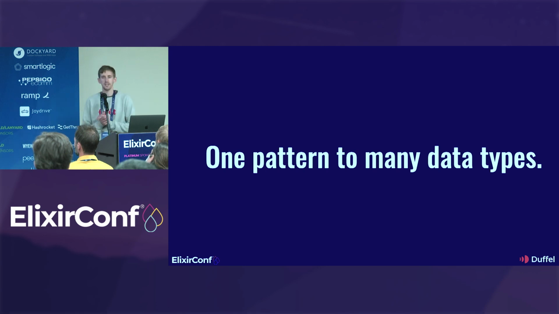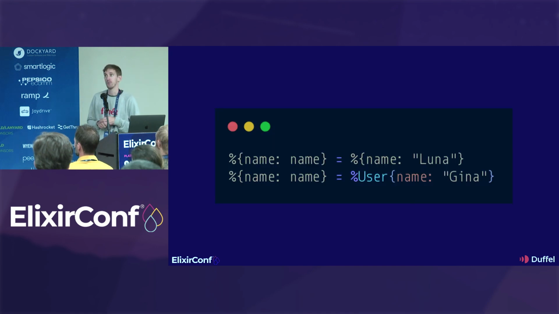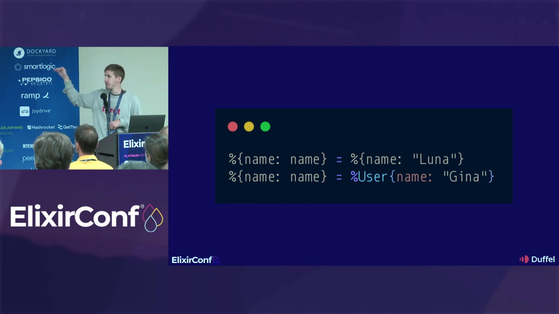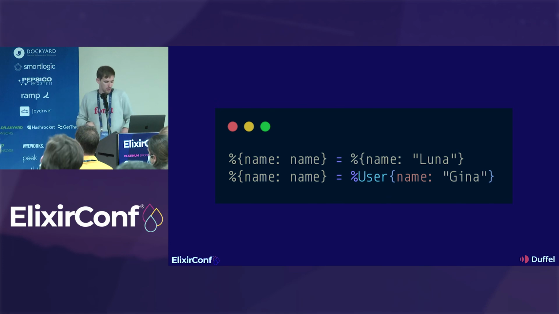So the key to this is we want one pattern to work on multiple different data types, okay? And again, there's two ways that we can kind of get that. The first we can already do in Elixir, okay? Because all structs are maps, any valid map pattern is a valid struct pattern, which you can see here. We've got on the left one pattern that's being used for two different data types, a bare map and a user, right?